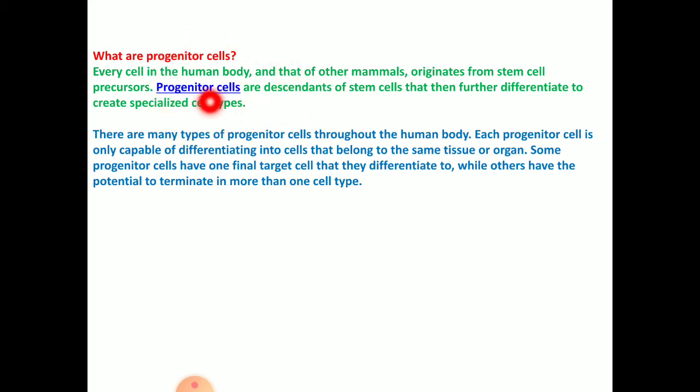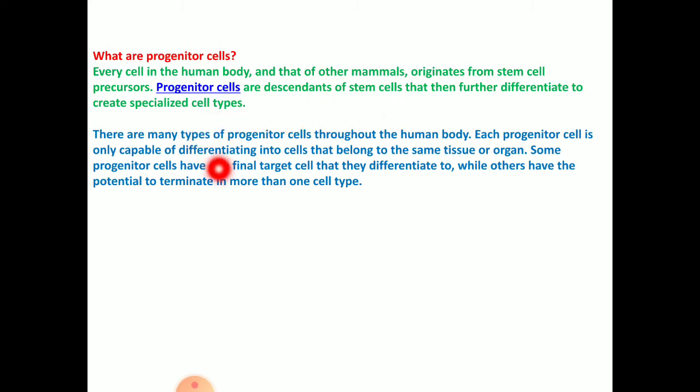So there are two kinds of cells here. The first kind we are learning is the progenitor cells. The progenitor cells originate from the stem cells. There are many types of progenitor cells throughout the human body. Each progenitor cell is only capable of differentiating into cells that belong to the same tissue or organ.